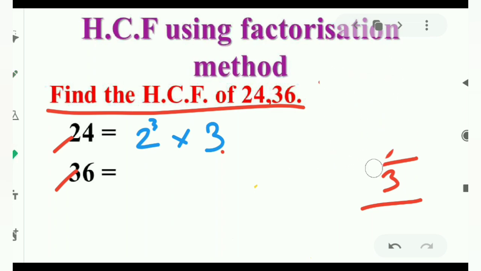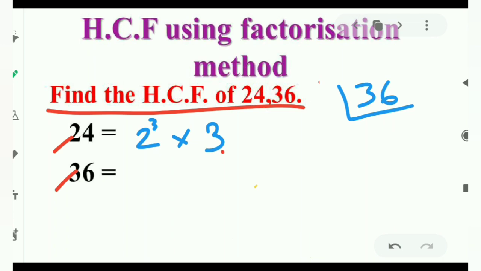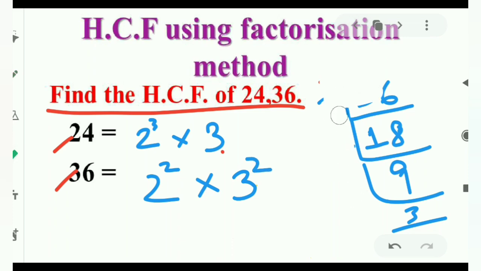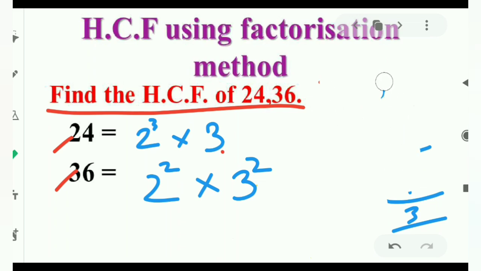Next, let me erase this. We are going to do the same thing with the next number, 36. 36 is divisible by 2. We will get 18. Then again 2, we will get 9. Then 3, 3. Good. 2 square into 3 to the power 1, that is 2 square into 3 square. Okay, we have completed writing the given numbers in the form of prime factors.